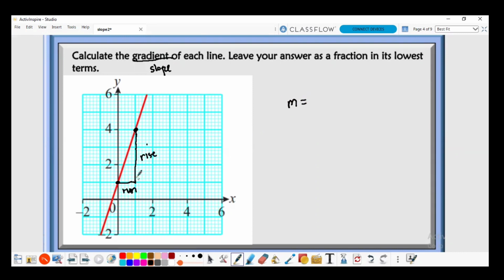Determining now our slope, how many units did we go up? We have 1, 2, and then 3, over how many units did we move from this point to this point? We only have 1. Therefore, our slope here is 3.